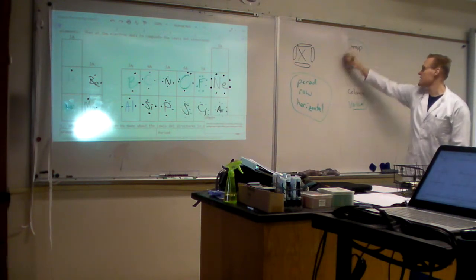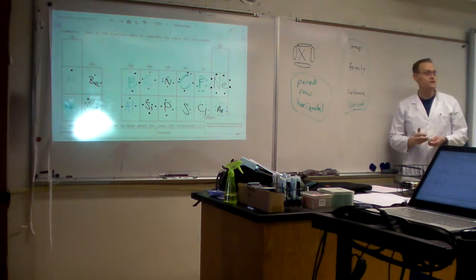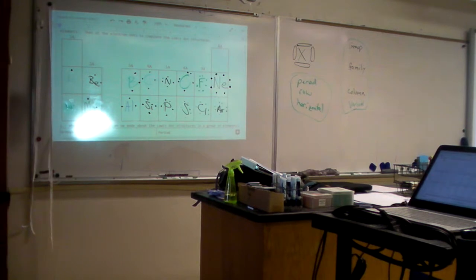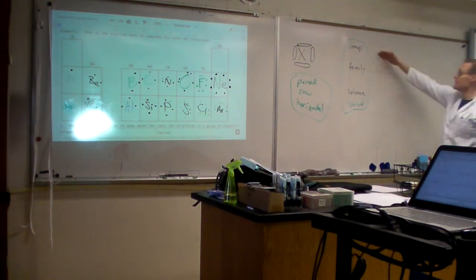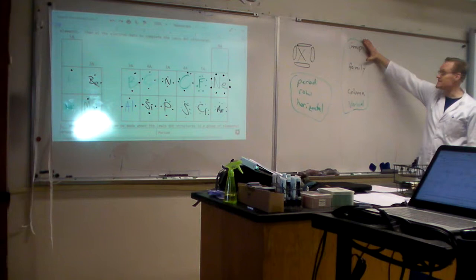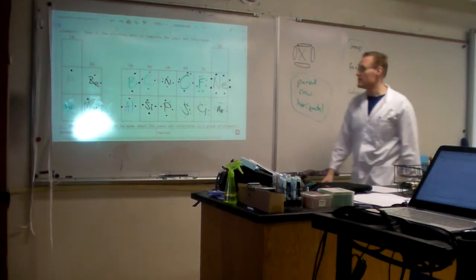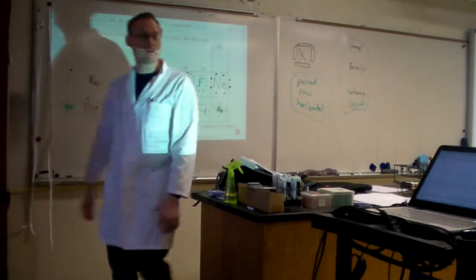By the way, one of the ways that I end up remembering that columns are vertical is if you are familiar with Greek architecture, they have the columns, and the columns go up. Great. Families in there too. Group, family, column, vertical. All these things mean the same thing when you're talking about the periodic table. Horizontal, row, period, all meaning the same thing on the periodic table.